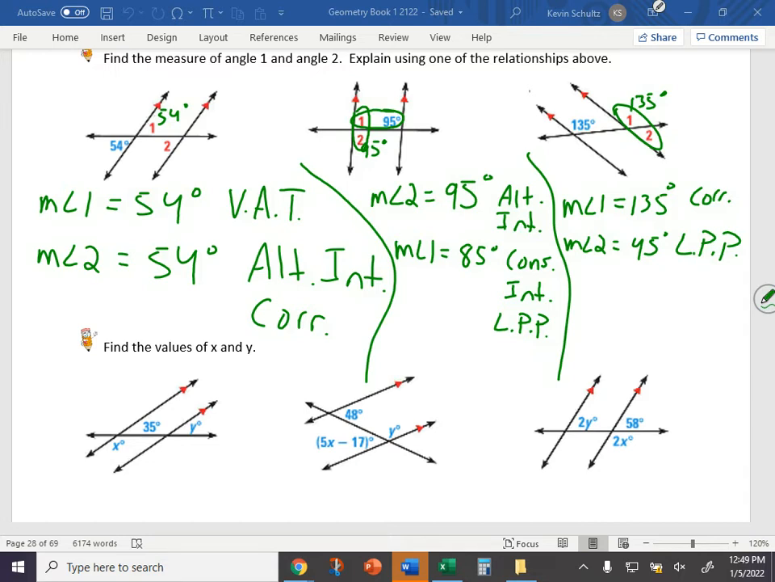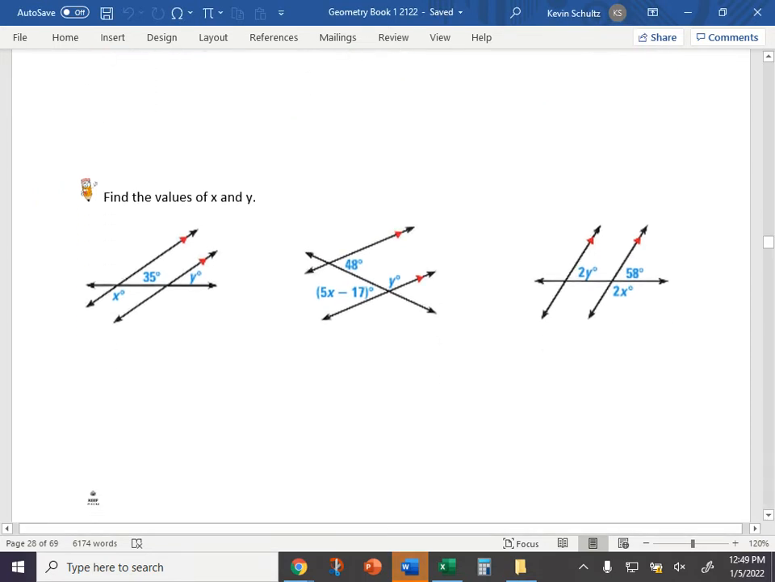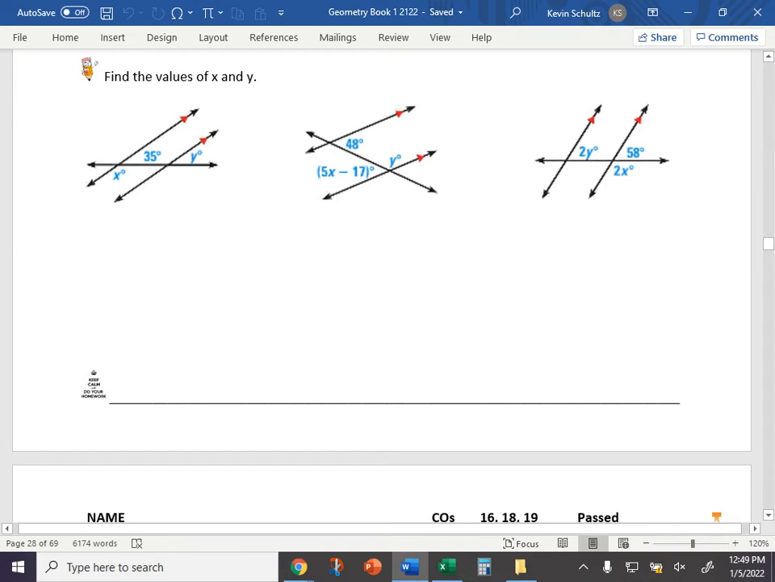Okay. Same type of thing, but now tying in a little bit of algebra, perhaps. It says find the values of x and y. The first one here is very similar to the three we did up above. It's pretty straightforward. Rather than finding angle 1 or angle 2, you're solving for angle x and angle y. But let's look at the second one.